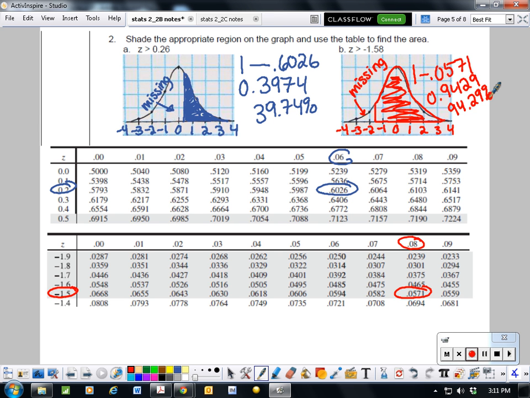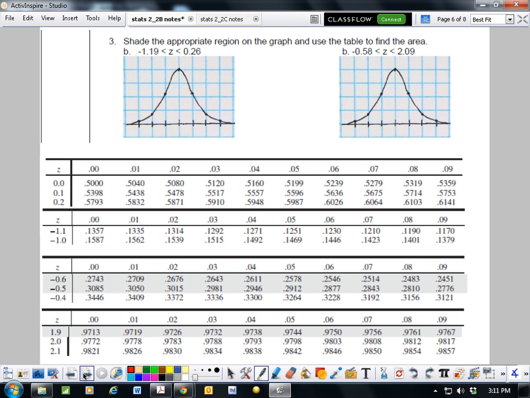Okay, so now we've done lower, we've done higher. Now we're going to look in between two regions. So now we're looking at a z-score between negative 1.19 and 0.26. So what percentage, what probability, all the same idea. And we're going to be going towards probability. Right now we're just looking at percentage values.